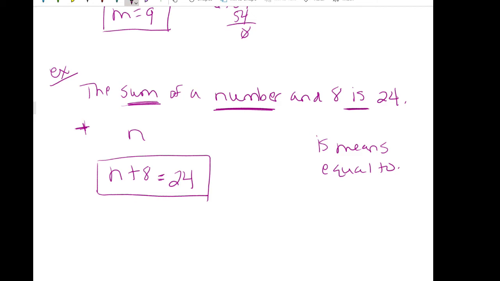And then I think your homework also asks you to solve this. So using what we did in the previous skill, what number plus 8 would equal 24? And hopefully you'd be able to come up with 16. If you couldn't, maybe just subtract 8 from 24, and that would help you get 16.